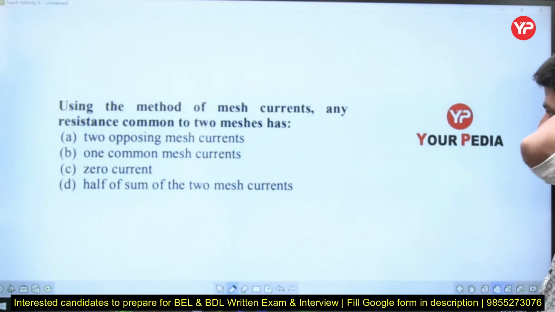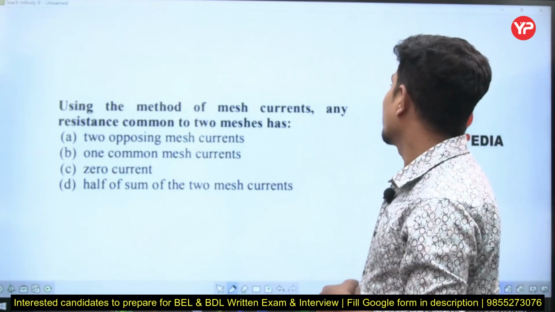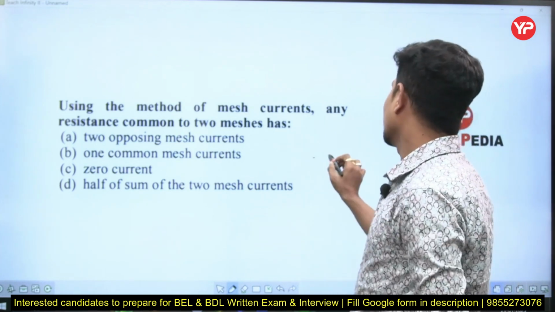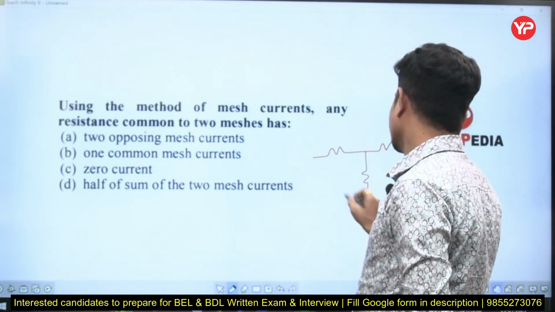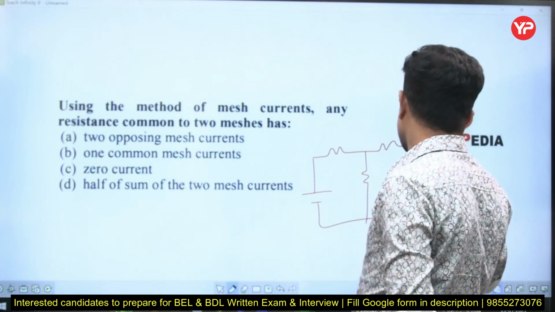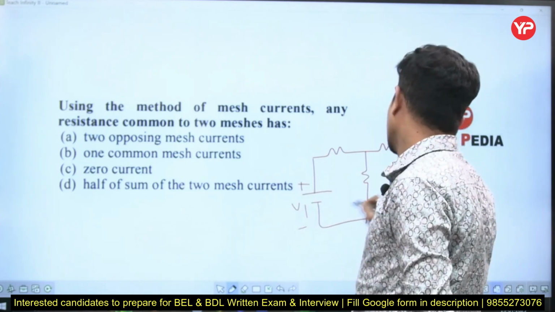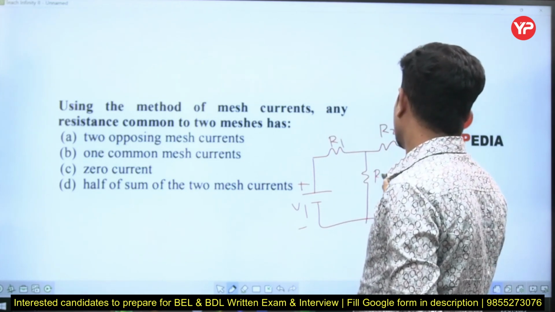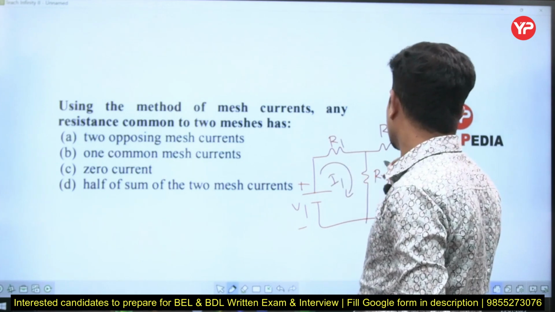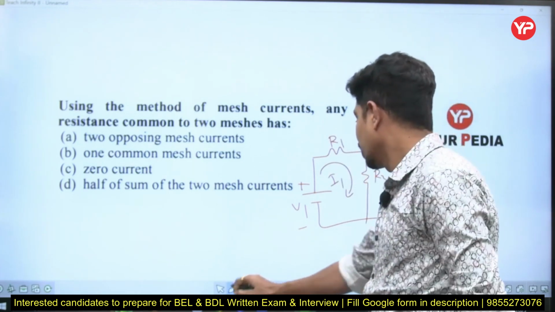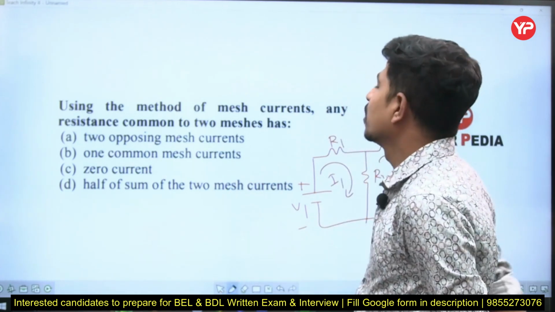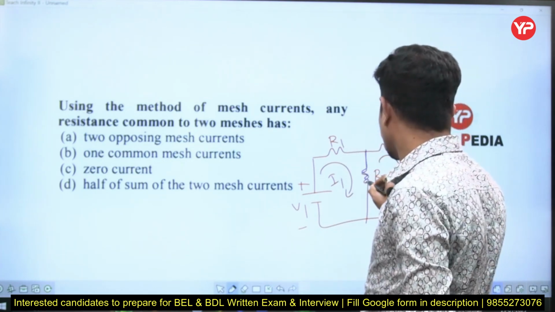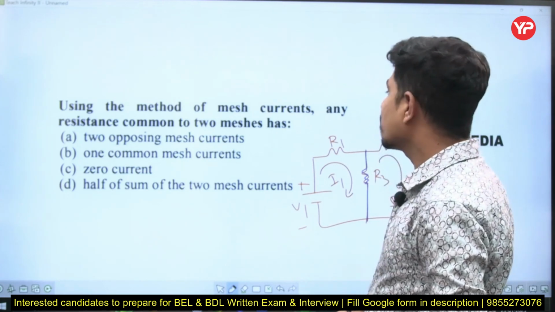Next question, please. Using the method of mesh currents, any resistance common to two meshes has, let's take 2 meshes for example, a simple circuit, anyone can imagine. Being an electrical engineer, anyone can imagine this simple network. This mesh current is I1, this mesh current is I2. Using the method of mesh currents, any resistance common to 2 meshes has 2 opposing mesh currents.